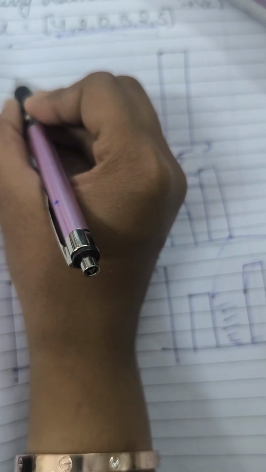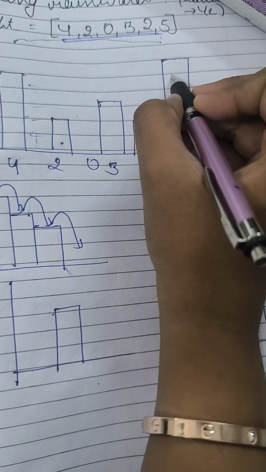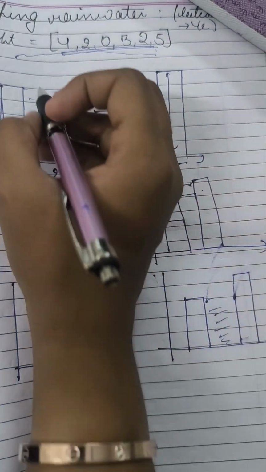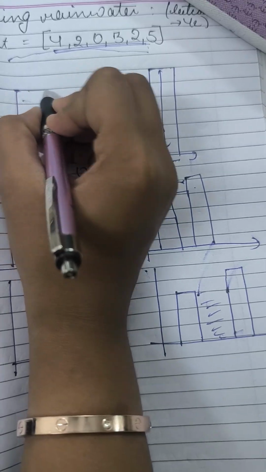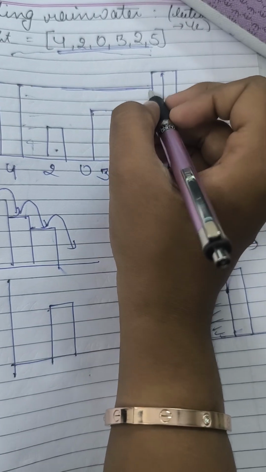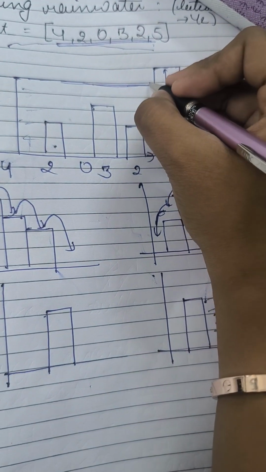See, I want to suggest one thing: if the height of this bar is 4 and the height of this bar is 5, then the water can be stored only till here. Don't you think it is not going to store water above it?